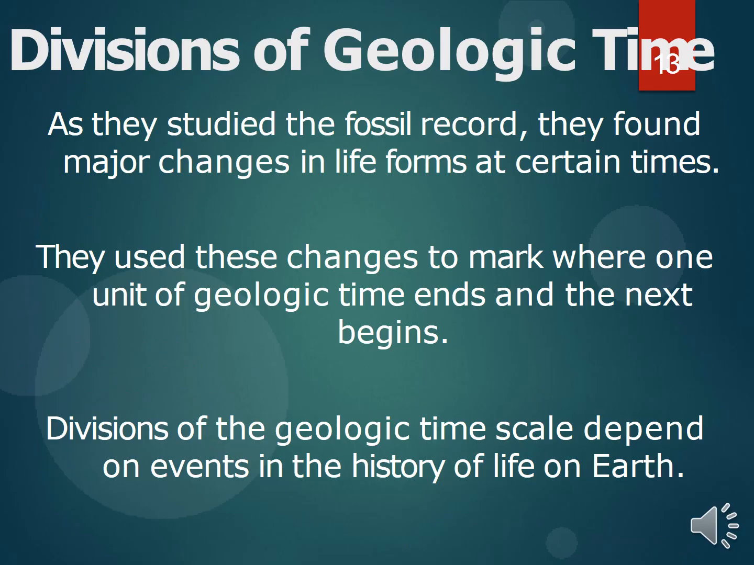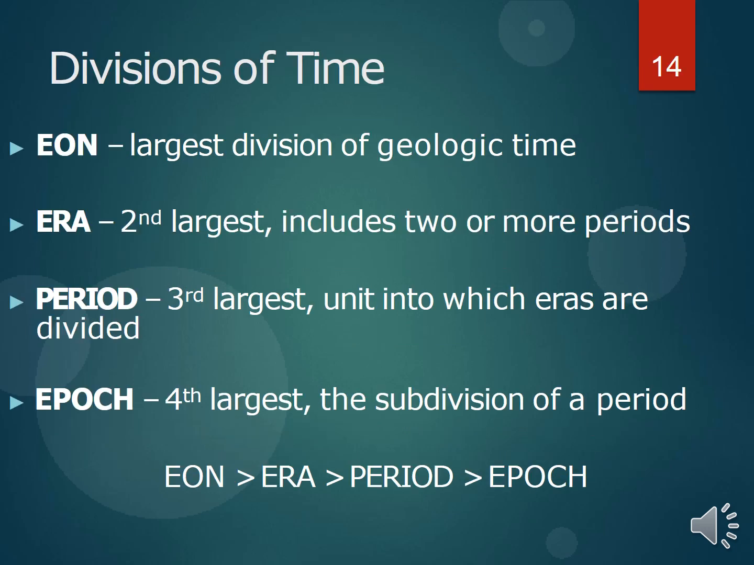If you see the divisions of geological time, they mostly depend on the events in the history of life on Earth, where the divisions of time are grouped into Eon, Era, Period, and Epoch, where Eon is the largest division of geological time. Era is the second largest, including two or more periods. Periods are the third largest unit into which eras are divided, and then the epoch, the fourth largest division, divides the period.